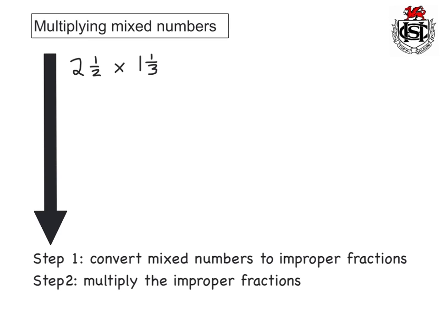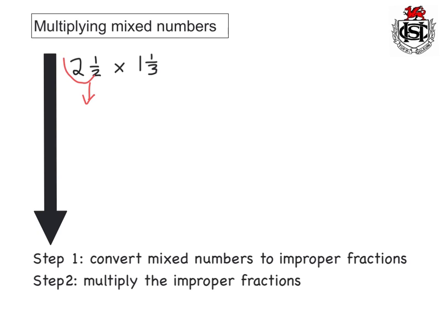This video is explaining how to multiply and divide mixed numbers. We'll start off with multiplying mixed numbers. First we need to convert mixed numbers to improper fractions, and then we can multiply the improper fractions like we would normal fractions. So to start off, let's convert 2 1/2 into an improper fraction.